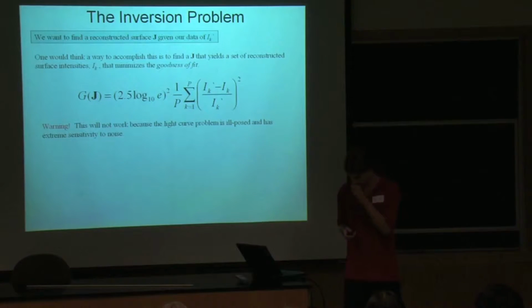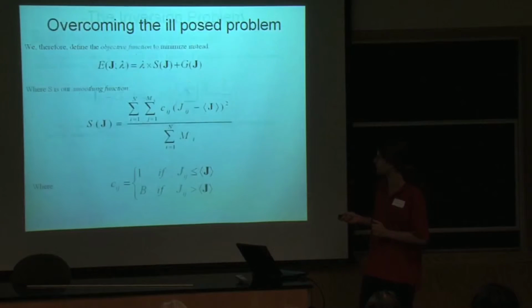So to overcome this ill-posed nature, we're going to use a common technique for solving inverse problems, and what we're going to do is assume something about the solution we want, namely that we're going to have a smooth surface. So instead of just minimizing G, we're going to define this objective function E, which is lambda, which I'll get to in a second, times our smoothing function S, plus G.